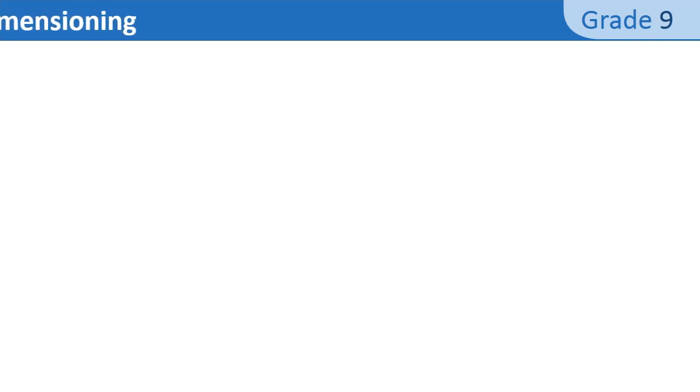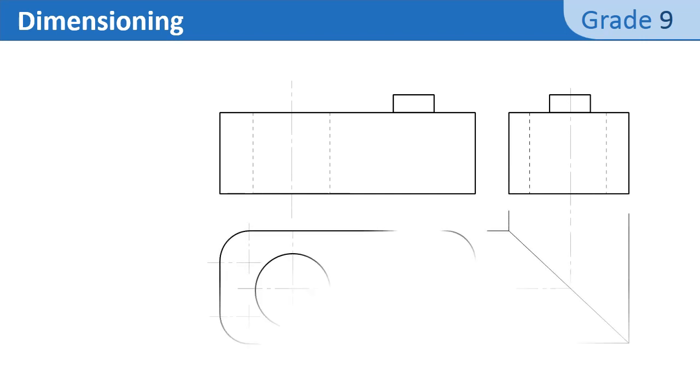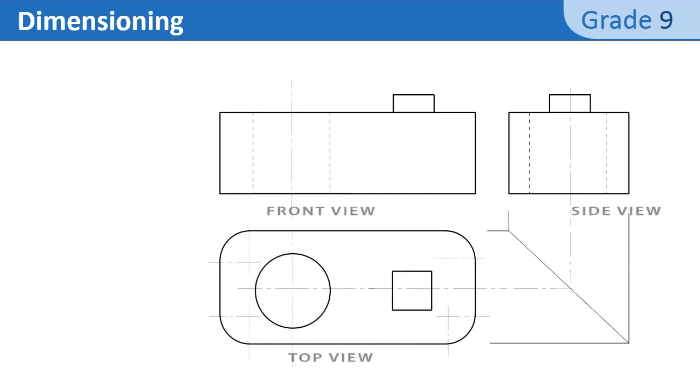This is another important part of orthographic drawing: dimensioning. Here we will learn how to add dimensions to orthographic views by respecting different rules and regulations. Here are the orthographic views. As you see, it consists of circles, arcs, squares, and rounded corners.